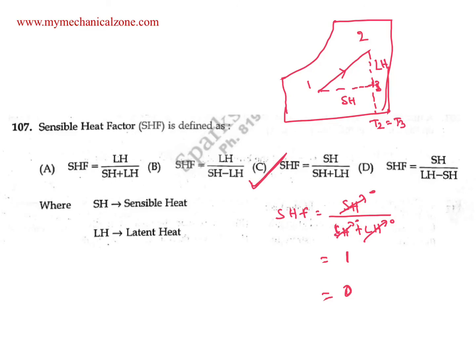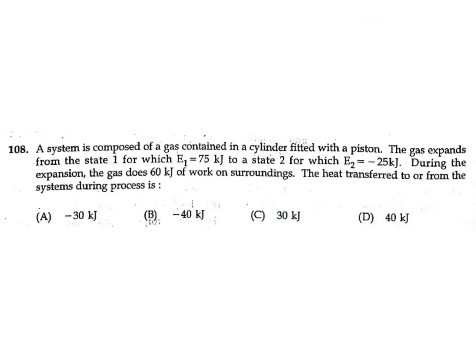This is from the first law of thermodynamics. A system is composed of a gas contained in a cylinder fitted with a piston. The gas expands from state 1, E1 internal energy at state 1 is 75 kJ, to state 2, for which E2 internal energy after this process at state 2 is minus 25 kJ. During the expansion, gas does 65 kJ of work on surroundings. So work done by the system is positive. The heat transfer to or from the system during the process we have to calculate.